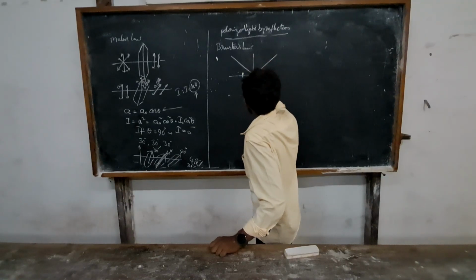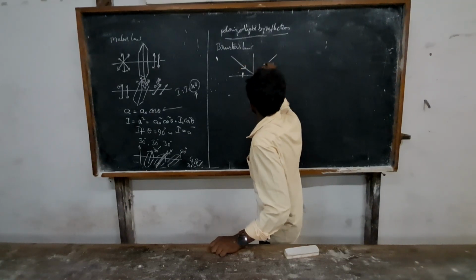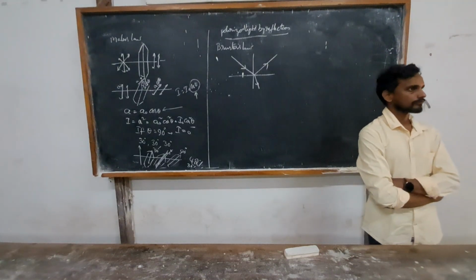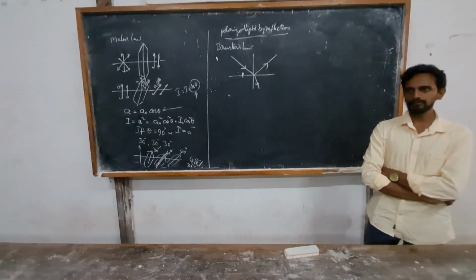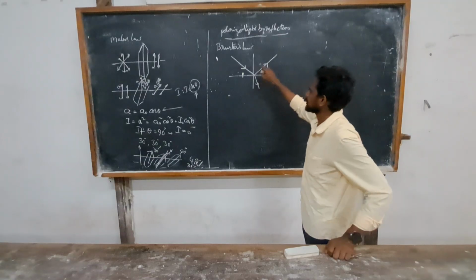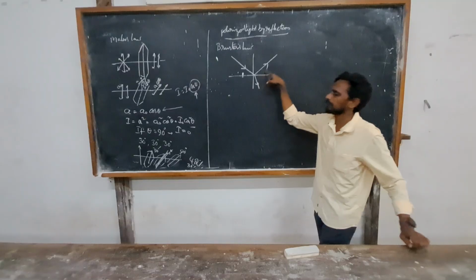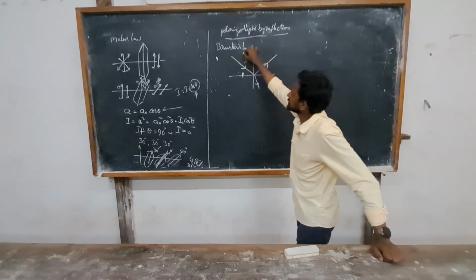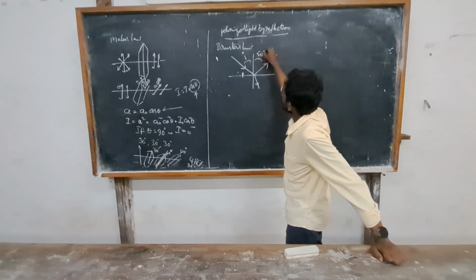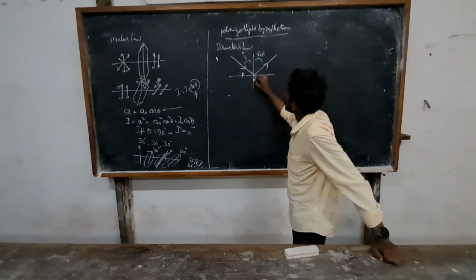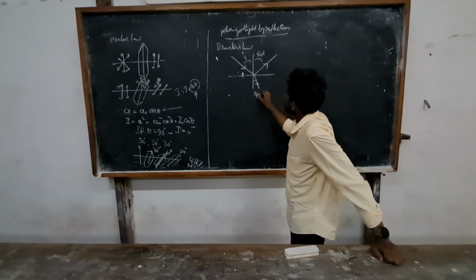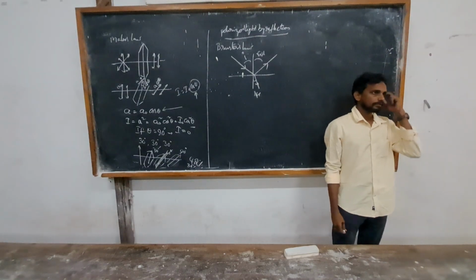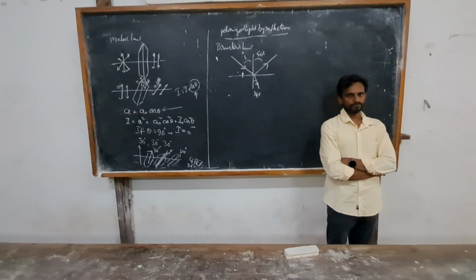So when light falls on a material, a part will be transmitted and a part will be reflected. That is a usual phenomenon. When light falls on a material, a part will be transmitted, a part will be reflected. So here angle of incidence is equal to angle of reflection. Angle of refraction will be different. Angle of incidence is equal to angle of refraction, usual case.